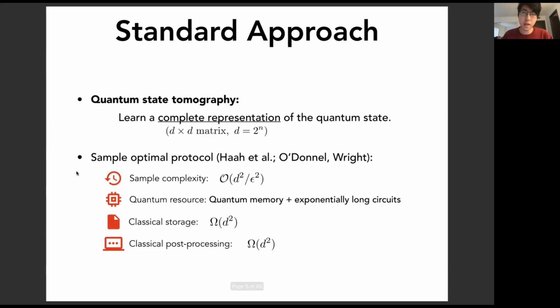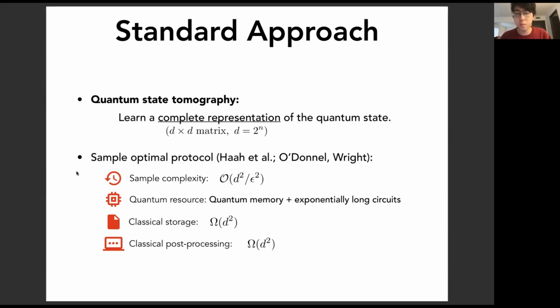The standard approach for this task is known as quantum state tomography, where the idea is to learn a full, complete representation of your quantum system. Here, this complete representation would be your density matrix, which is a d by d matrix, where d is equal to 2 to the n, and n is the number of qubits in your system. So this complete representation is an exponentially large matrix.